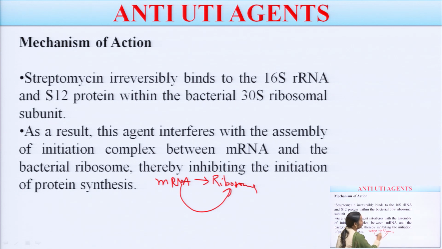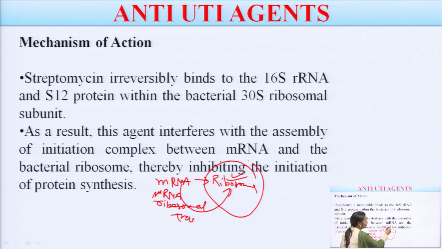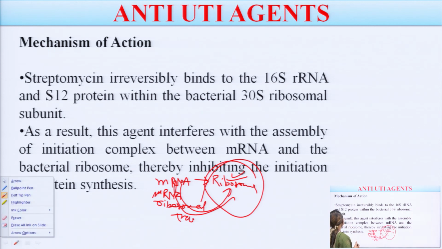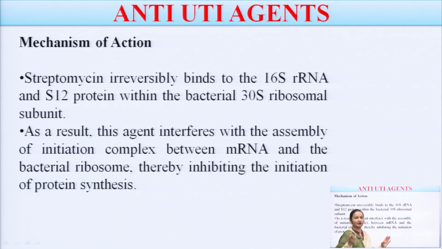This mRNA will go to ribosomes with the help of mRNA ribosomal transferase. Okay. Now, what is it doing? It is going and binding with this ribosome. If it occupies this ribosome, this mRNA, if it comes, will not be able to bind with the ribosome, and the binding of mRNA and bacterial ribosomes will not occur. What will happen? Protein synthesis will be interfered with, and the bacteria can die. So, this is the mechanism.